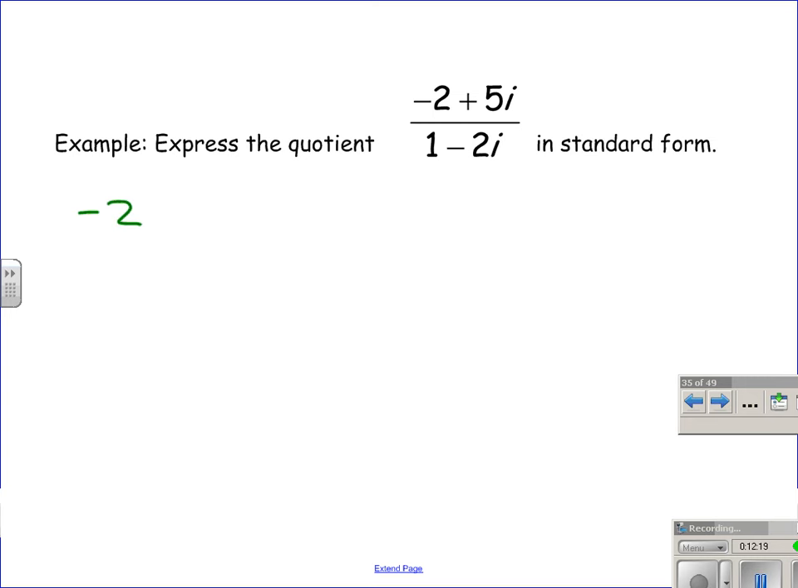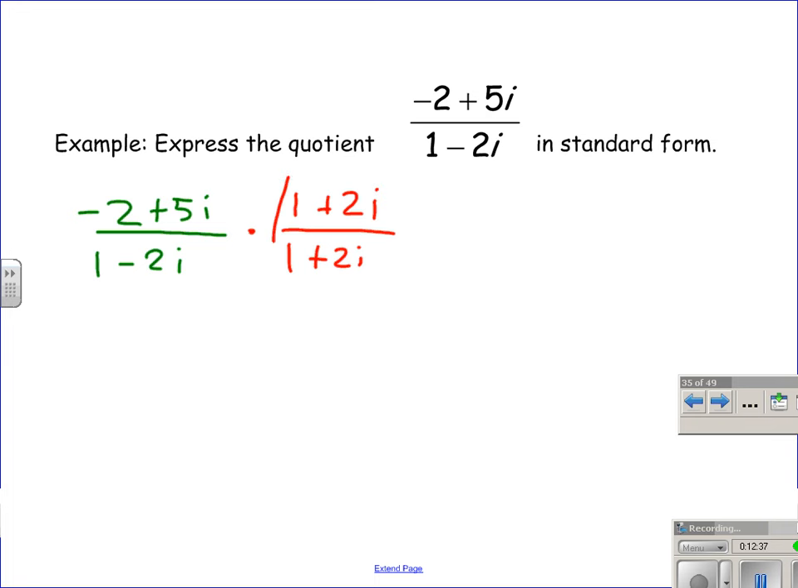We've got negative 2 plus 5i over 1 minus 2i. The way we get rid of that 1 minus 2i in the denominator is we're going to multiply by the conjugate of this, which is 1 plus 2i. And then we multiply by 1 plus 2i in the numerator as well, because that's a fancy version of 1. And when we multiply this, we have to FOIL.